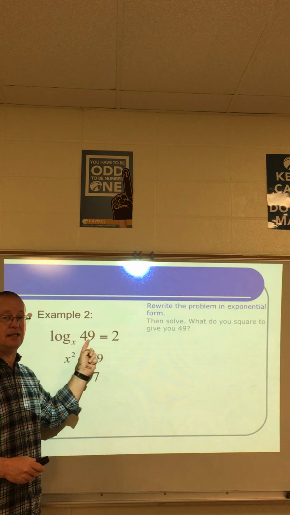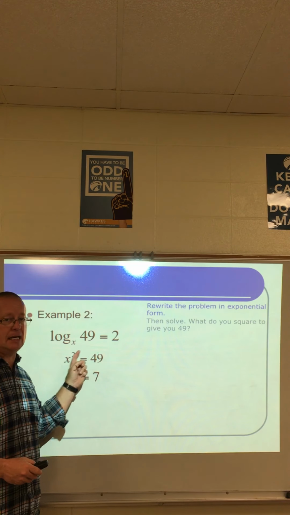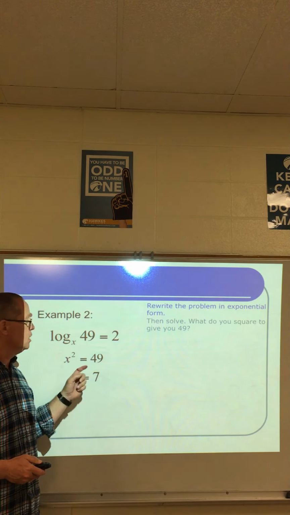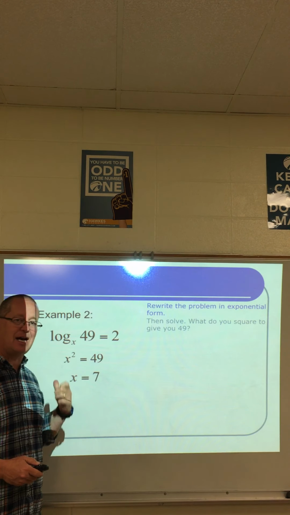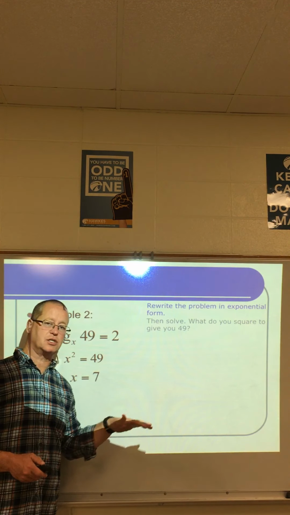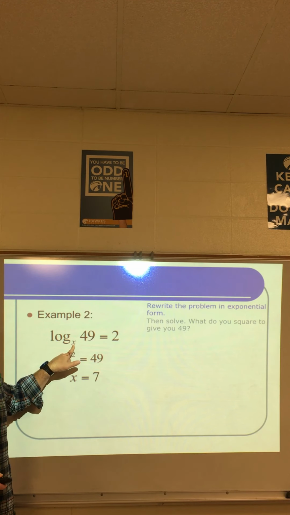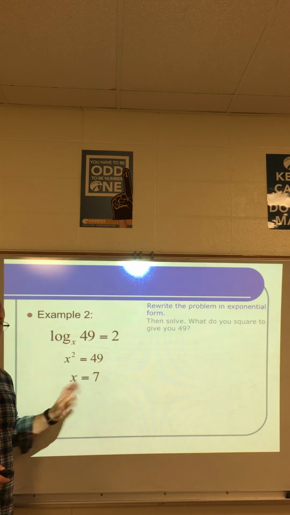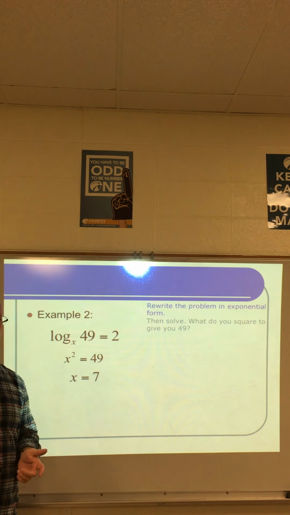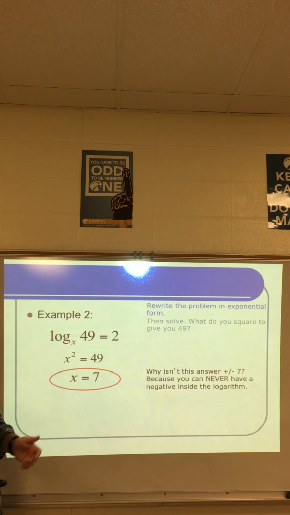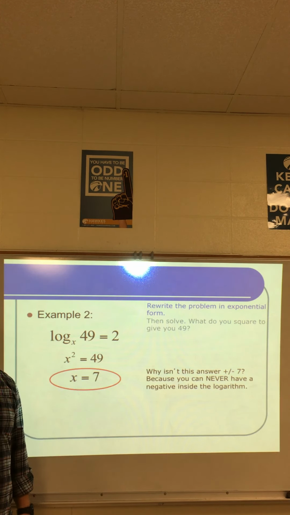Bases and the answers themselves can't be negatives, okay? You don't have negatives inside of the logarithm. That's against the rules. So I can't have a negative 7 as the base. So that's why it's just 7 in this context, okay? So that's the problem right there. x is 7. All right, good.